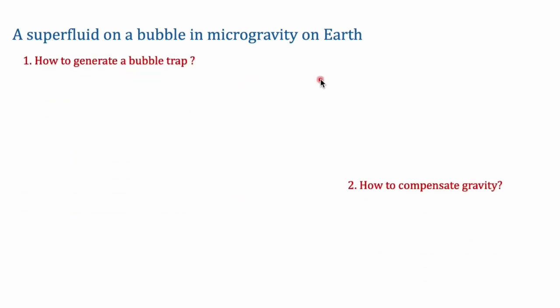Here we report on an attempt to create a microgravity environment for atoms trapped onto a curved surface on Earth. In order to realize it, we should answer these two questions: how to generate a bubble trap, and how can we compensate gravity? We will address them one by one.